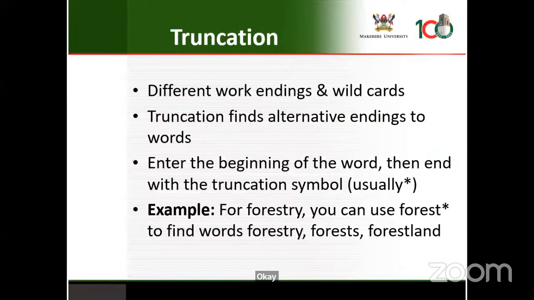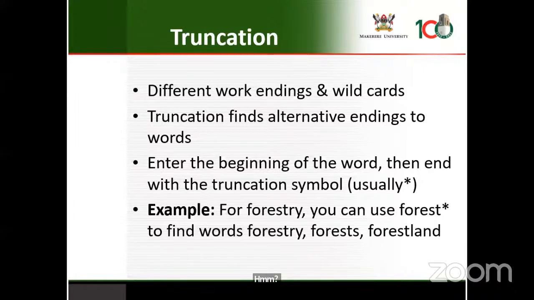The next technique is truncation. With truncation, we have different word endings and wildcards. When I say different endings, I mean words that end differently. They can start the same but end differently. Truncation finds alternative endings to words.